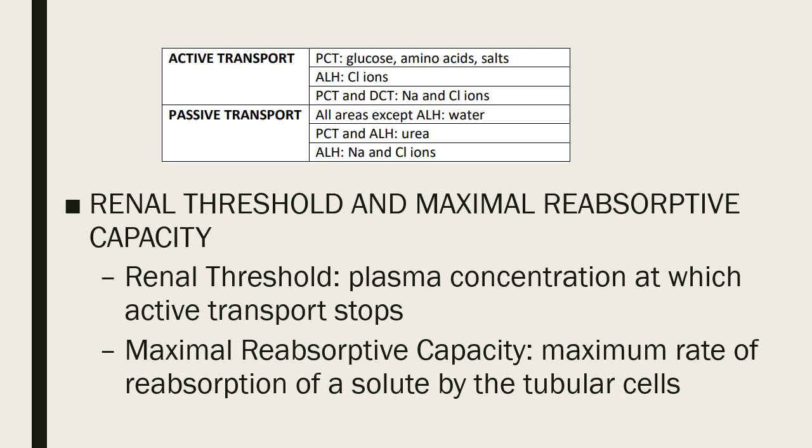But once the renal threshold is surpassed, the excess substance cannot be completely reabsorbed, leading to its appearance in the urine. Again, let's use glucose, where the renal threshold is 160 to 180 milligrams per dL.